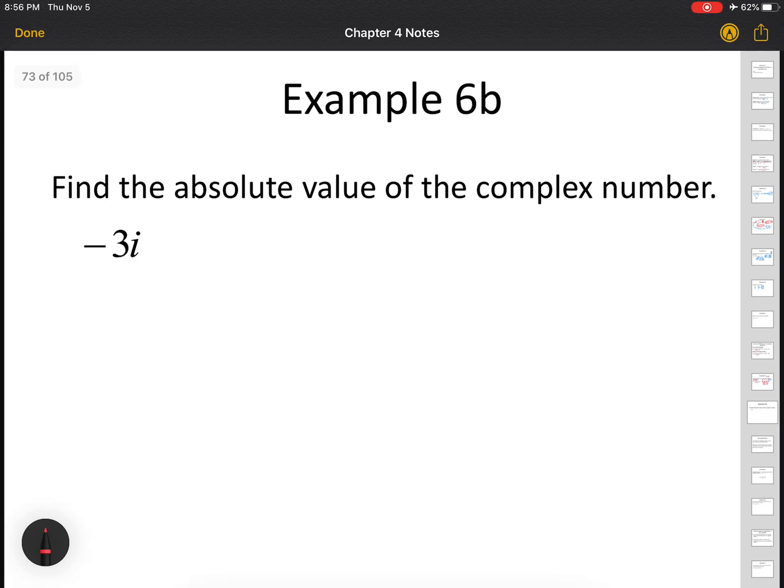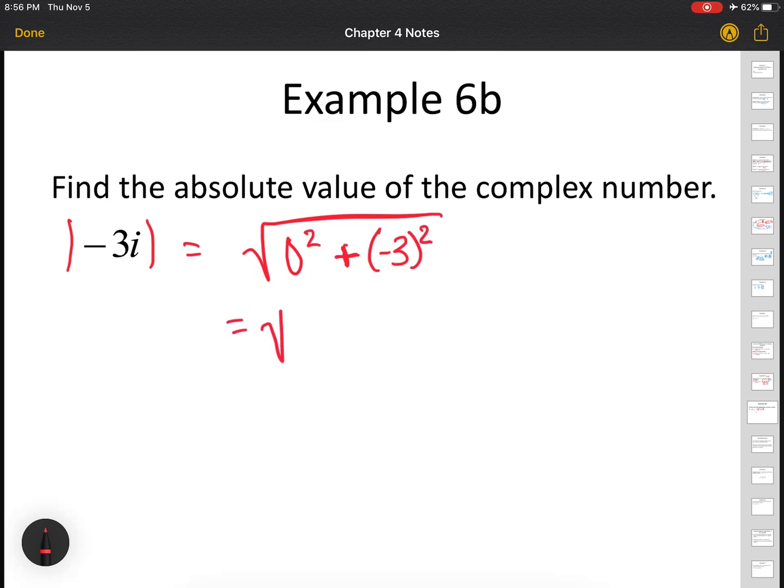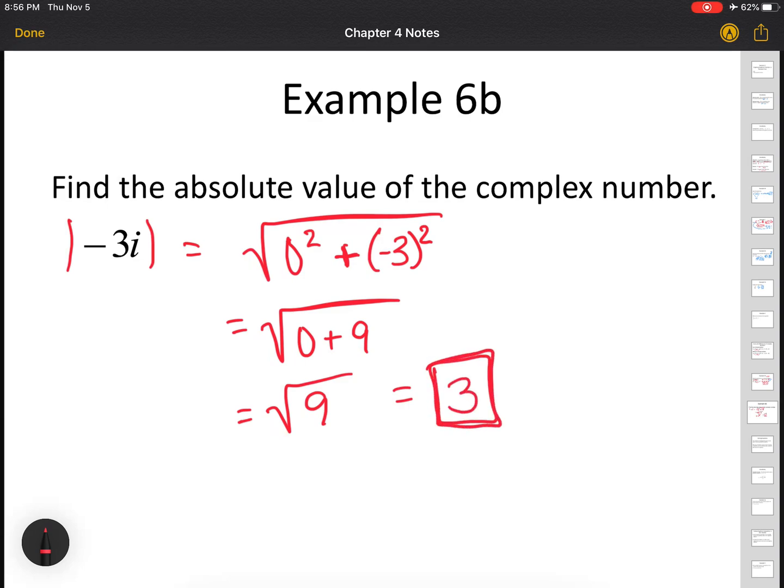In our last example here, if I want the absolute value of this complex number, okay, I don't have any real part, so I'm just going to make it 0 squared. Always addition underneath there. And then our imaginary part's number, which was negative 3, and we're squaring it too. Well, 0 squared is 0, and negative 3 squared is 9, and 0 and 9 make 9, and the square root of 9 is 3.